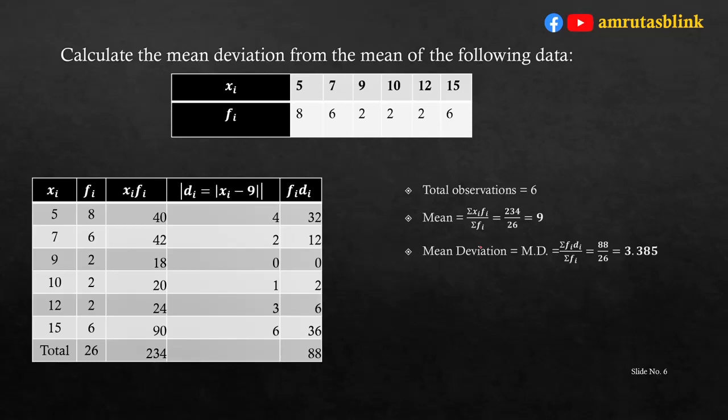Now, in the fourth column we need to find out deviation of each observation about the mean. Hence, modulus of di is equal to modulus of xi minus 9. So, 9 minus 5 is 4, 9 minus 7 is 2, 9 minus 9 is 0, then positive values. So, 10 minus 9 is 1, 12 minus 9 is 3 and 15 minus 9 is equal to 6.